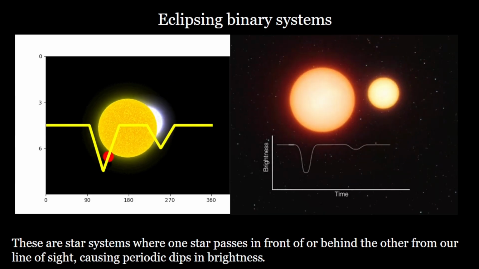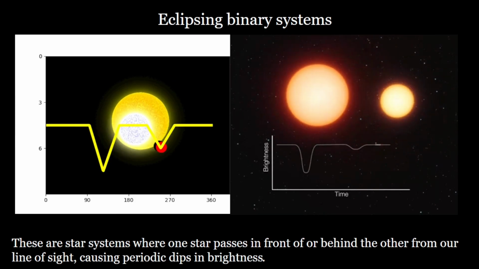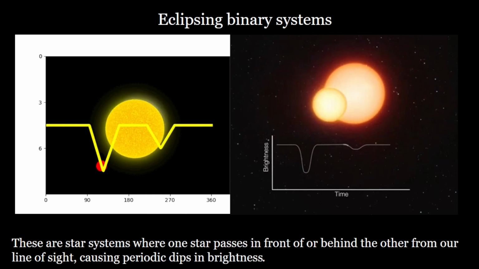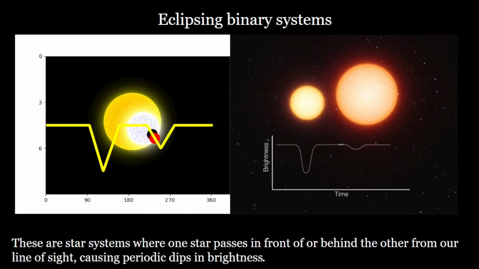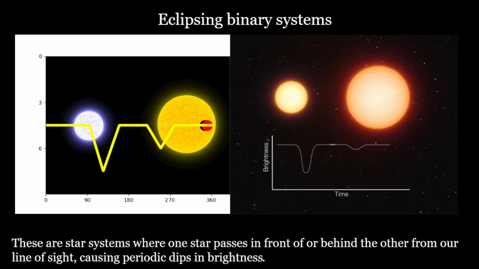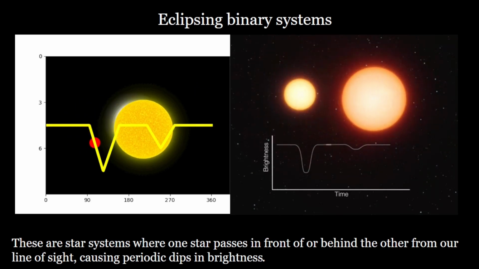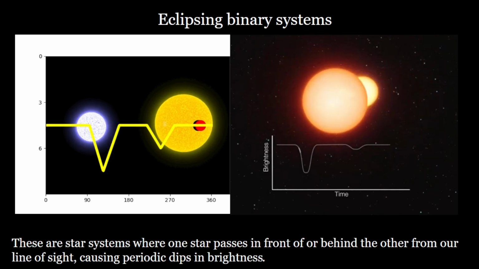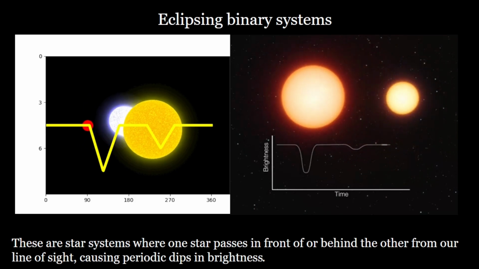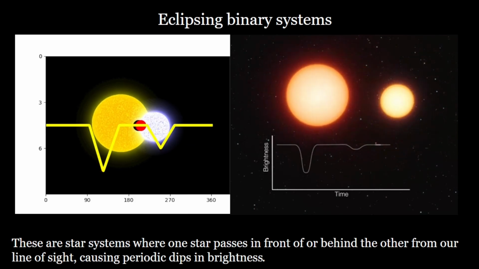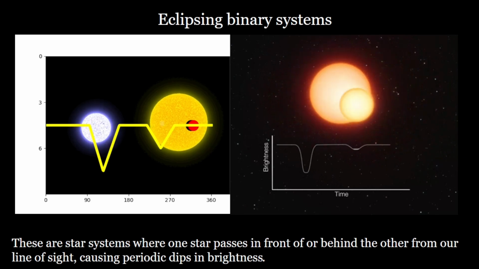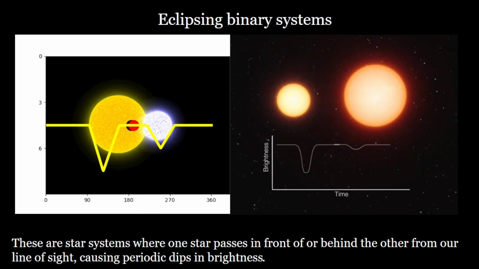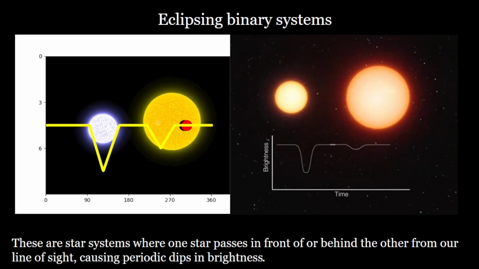So in the eclipsing binary systems, you have two binary stars. From our line of sight, one goes in front of the other, while the other one goes behind it. So for the moment, the brightness diminishes and rises. It rises when they are separate from our line of sight, but it diminishes when one goes behind the other.